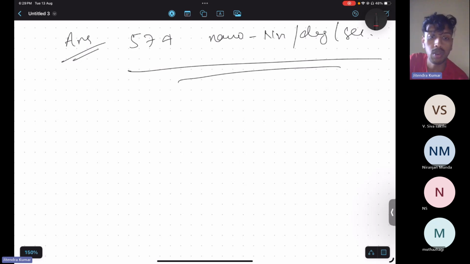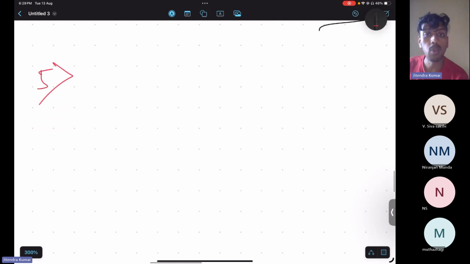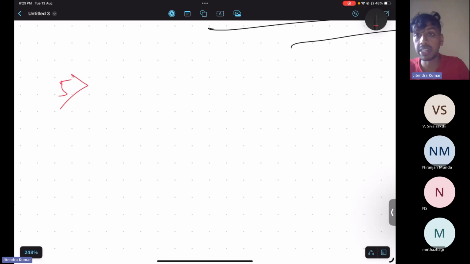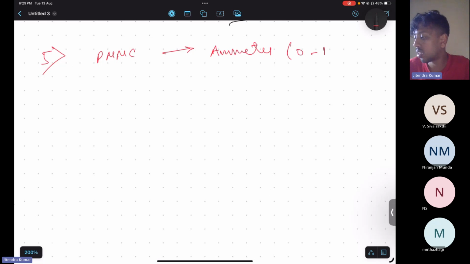Anyway, we should move to the next question, that is the fifth one. We need to calculate the shunt resistance to convert this PMMC instrument into an ammeter of range 0 to 100 milliampere. So this must be very easy. So PMMC to ammeter of 0 to 100 milliampere. Right. So right now its full scale deflection is how much? We just now calculated it.